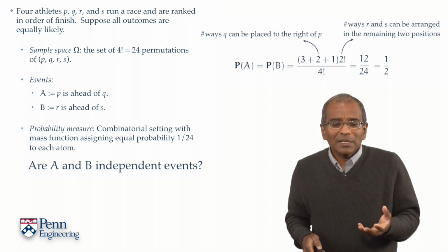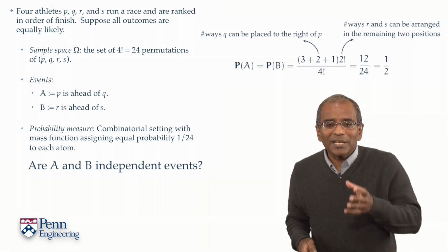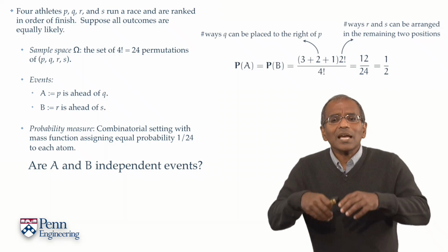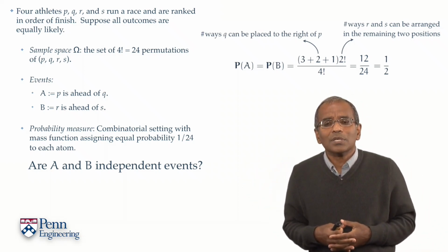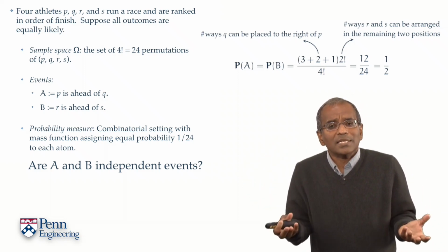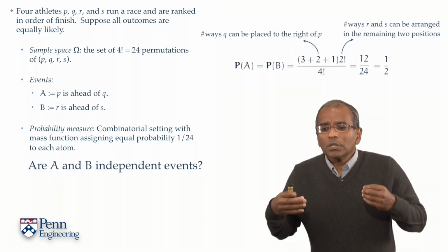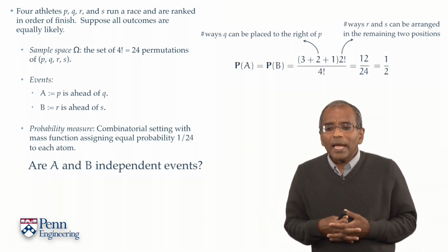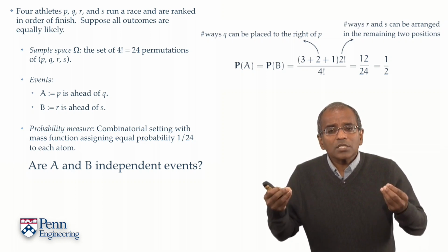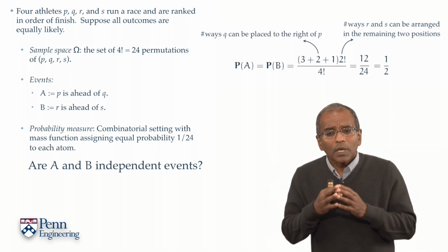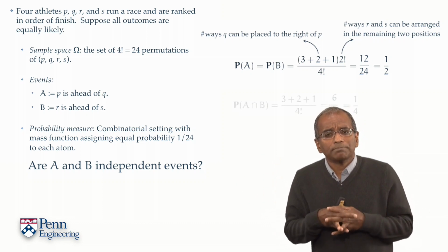Of course, barring a change in names, an exactly similar calculation holds for the probability that R leads S, for the probability of the event B. Therefore, both the probabilities of the events A and B are 1 in 2. What can I say about the intersection?